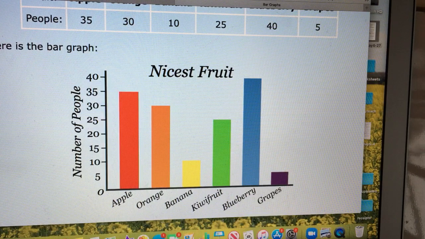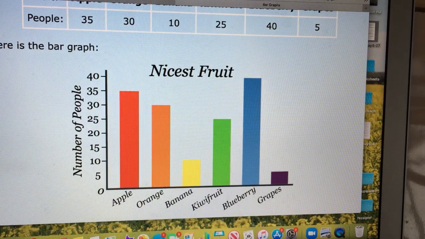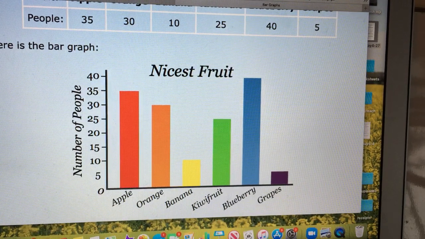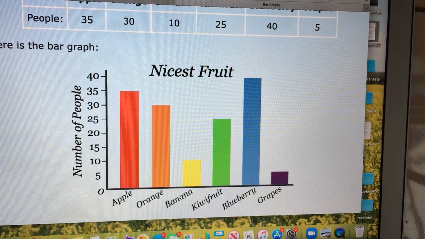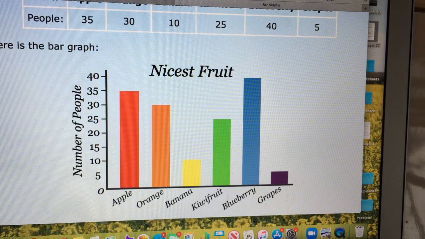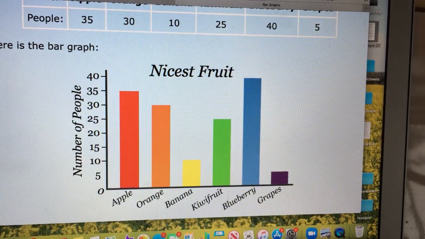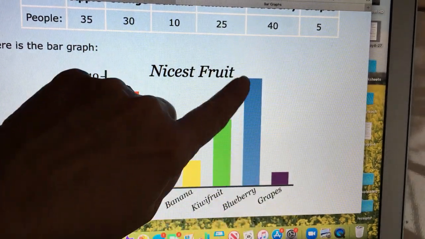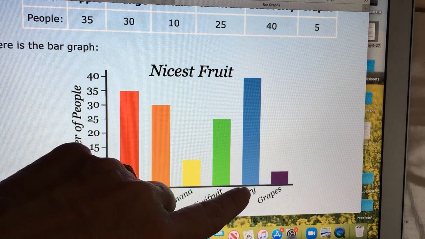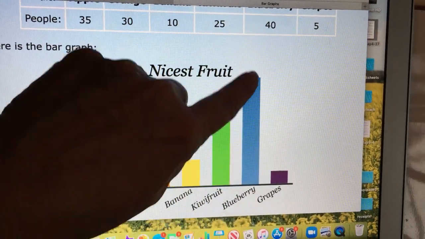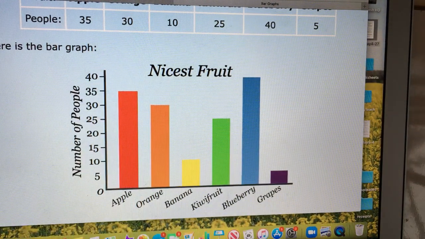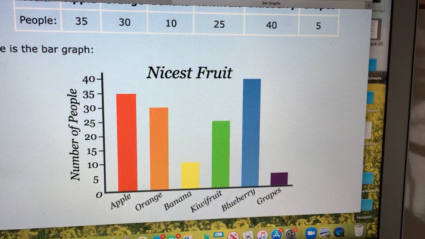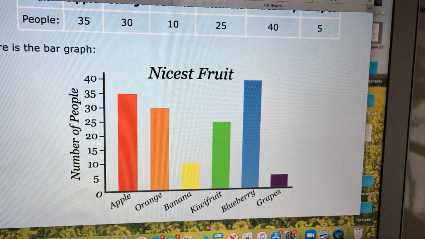fruits were the nicest. So right away, look at that bar graph and tell me which color shows the most votes. Yes, the blue. And why did you say blue? Well, yeah, because it's the tallest. So the longest bar, and I'm going to use the word longest instead of tallest, and I'll tell you why in a minute. The longest bar, tallest bar here is the blue one, and I see that that means blueberry. So blueberry is what got the most votes for the nicest fruit.